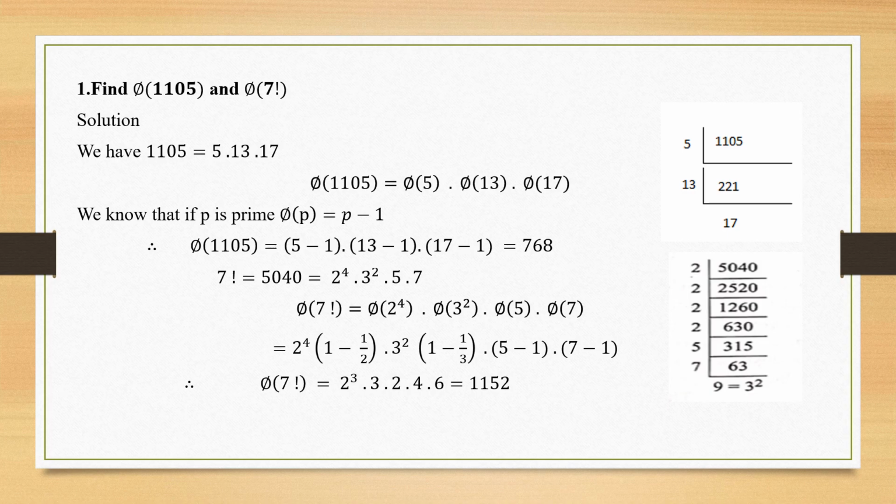So I'll write 3 square into 1 minus 1 by 3. Now finally, 1 minus 1 by 2 is half, and 1 power of 2 will get cancelled. 1 minus 1 by 3 is 2 by 3, and 3 and 3, 1 power will get cancelled, and 2 is there, so 3 into 2. And 5 minus 1 will give you 4, and 7 minus 1 will give you 6. The product of all these numbers results in 1152. So this is how we end up with the problem.